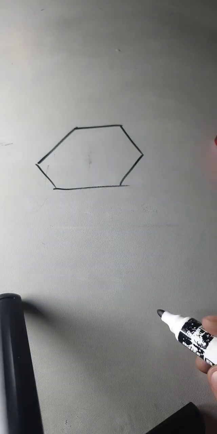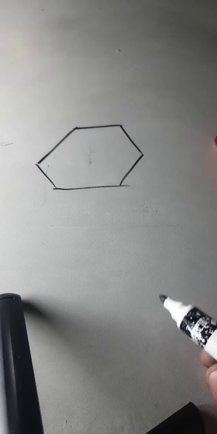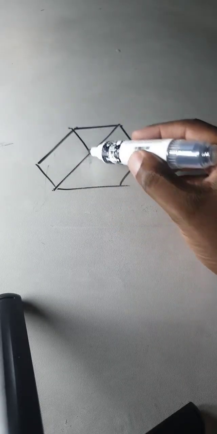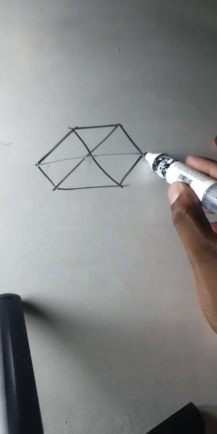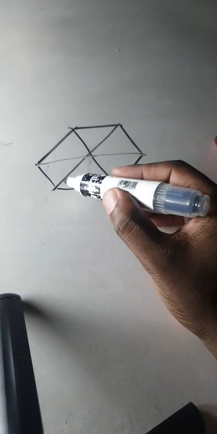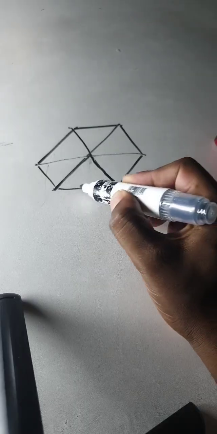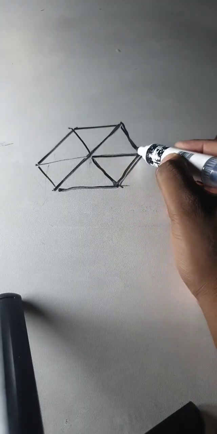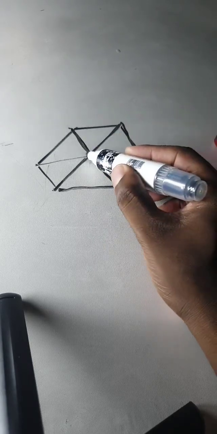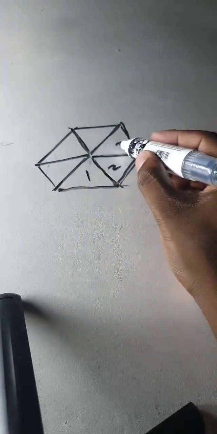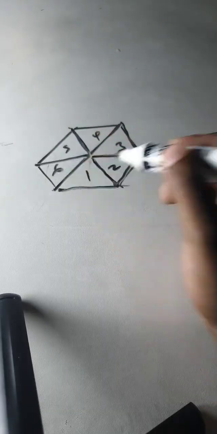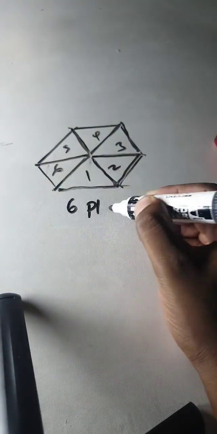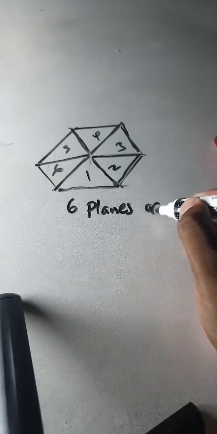So when you want to find the number of planes of symmetry, I'll draw lines through the shape so that I have the same on both sides. 1, 2, 3, 4, 5, 6. Okay, so it has 6 planes of symmetry.